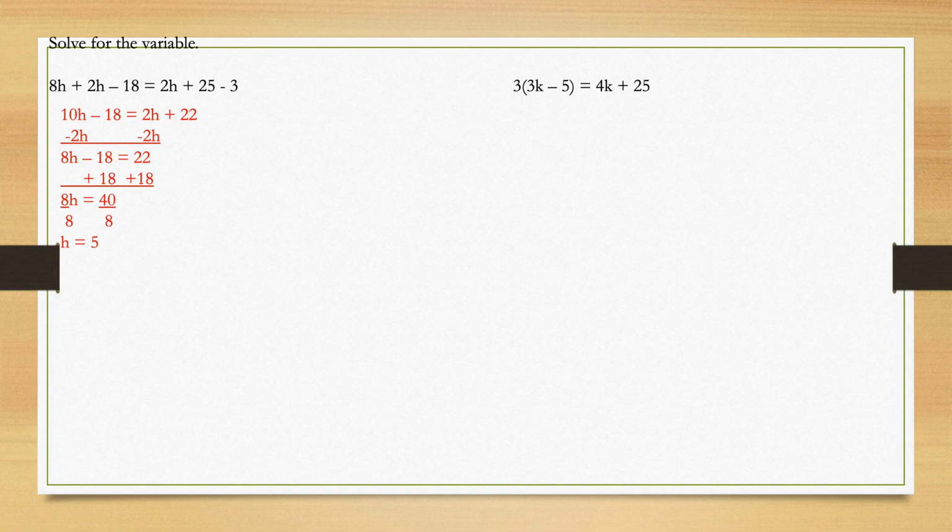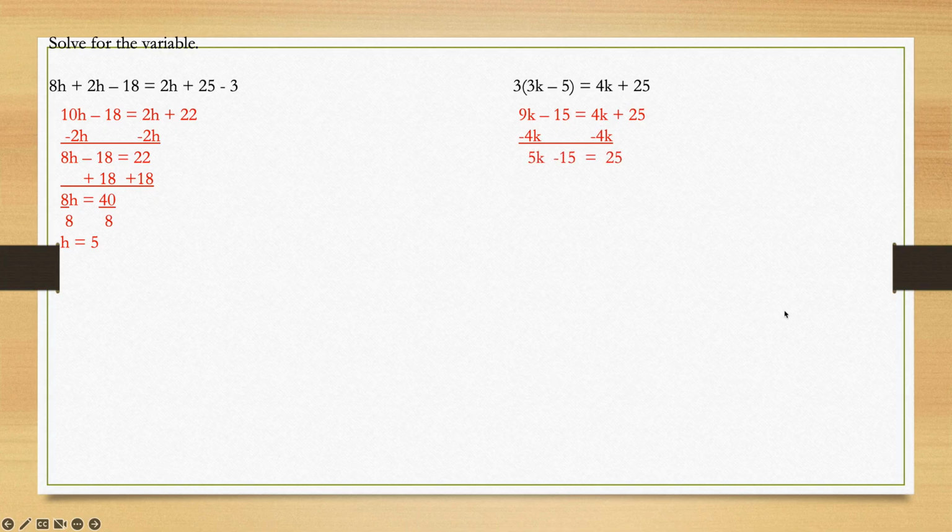Okay, on the next one, we have to distribute that 3 first. That gives me 9k minus 15 equals 4k plus 25. So we're going directly to opposite side, opposite operation. I always want to start with the smaller number of k's, or almost always. Subtract 4k from both sides.